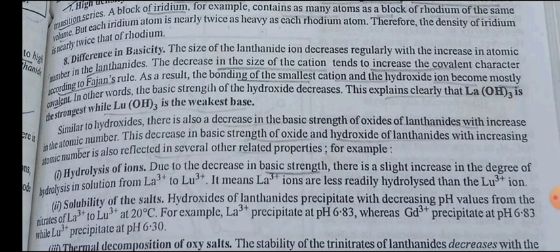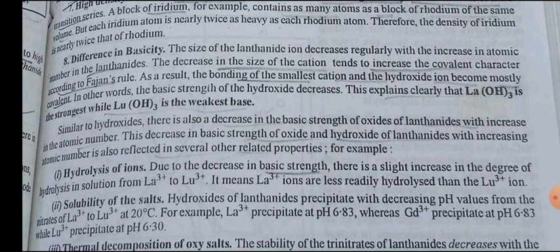Difference in basicity. The size of the lanthanide ion decreases regularly with increase in atomic number in the lanthanides. The decrease in the size of the cation tends to increase the covalent character according to Fajan's rule. As a result, the bonding of the smallest cation and the hydroxide ion becomes mostly covalent. In other words, the basic strength of the hydroxide decreases. This explains clearly that La(OH)3 is the strongest while Lu(OH)3 is the weakest base.